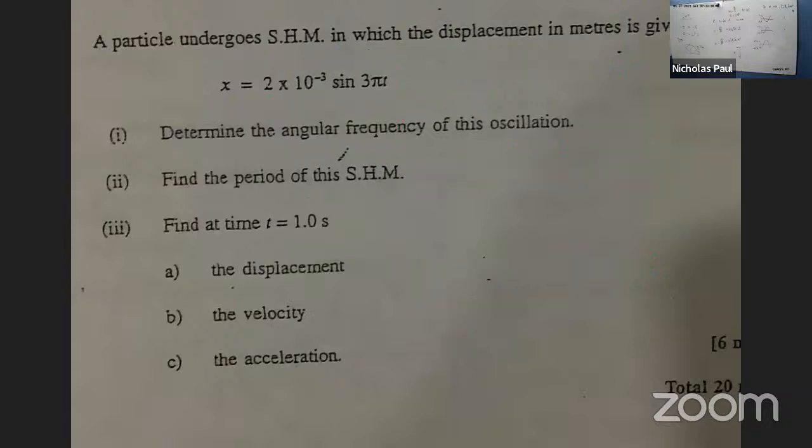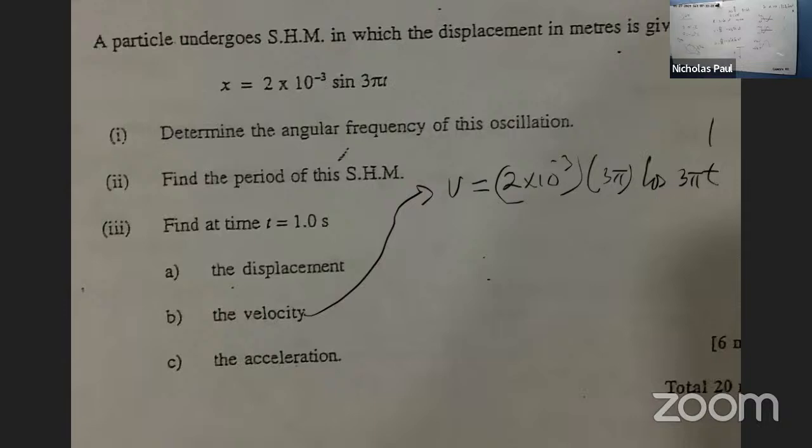Right, velocity. What is velocity? The differential of sine is cos. So it's 2 multiplied by 10 to the minus 3 multiplied by 3 pi cos 3 pi t. And then put t as 1. That gives 0.019.